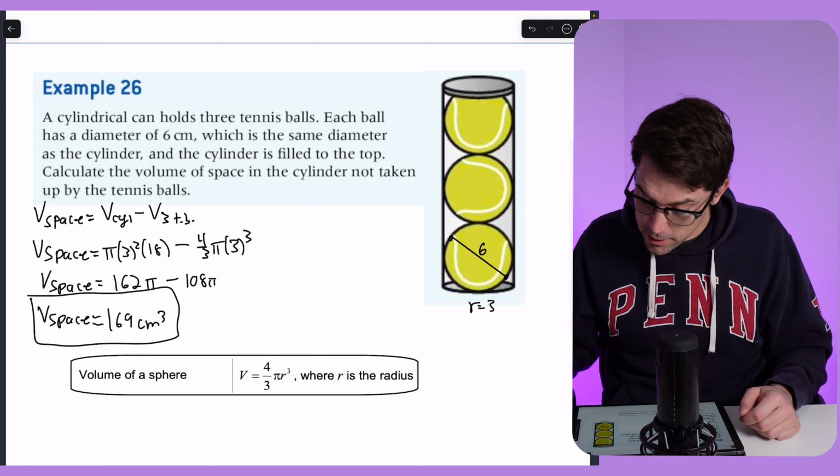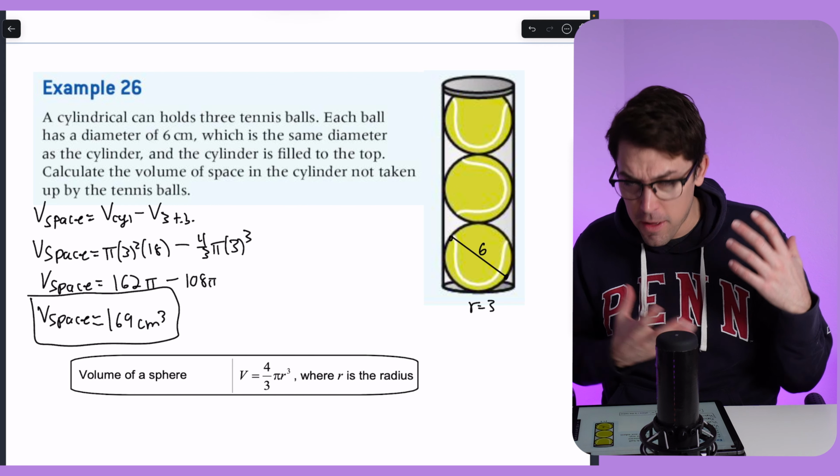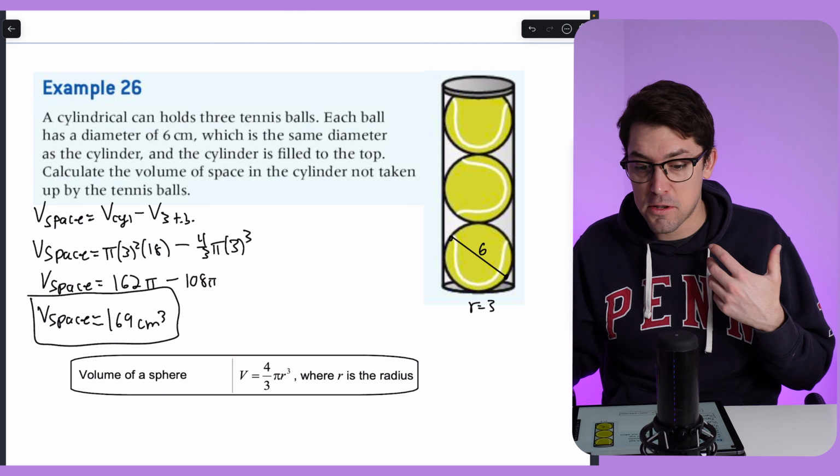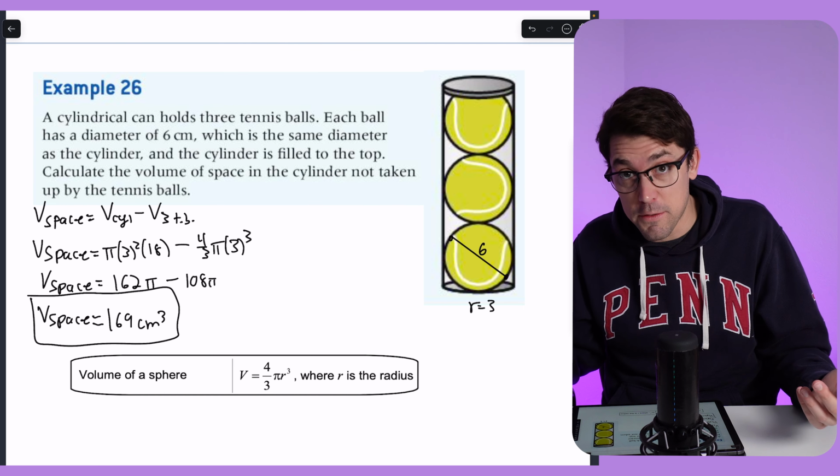Go ahead and mark that. So again, it's just recognizing that if we find the volume of two different things and subtract one from the other, well, we get what's left over.